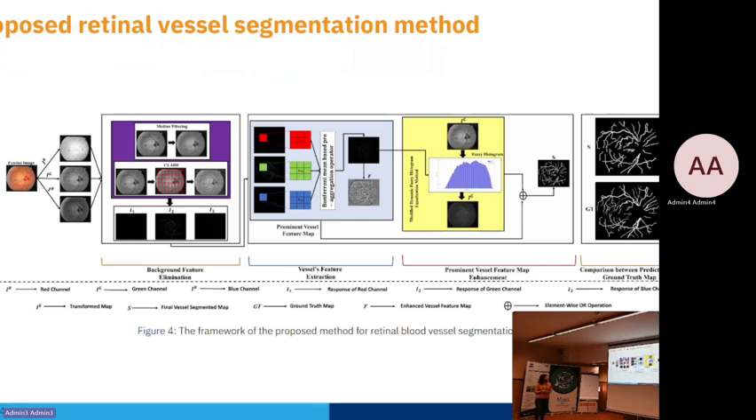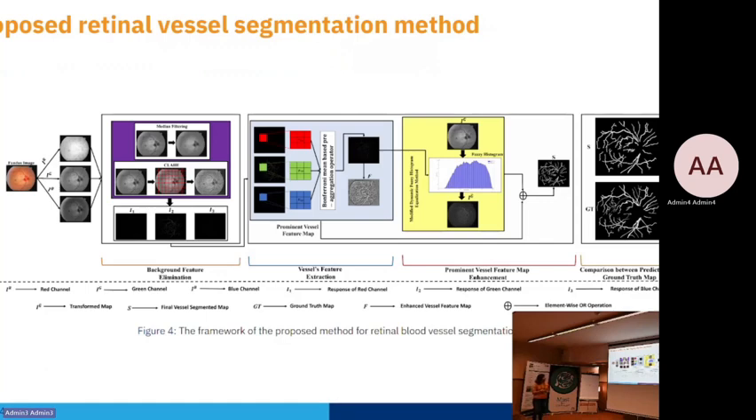So this is the whole framework of the vessel segmentation algorithm, which can be divided into 4 stages. First is background feature elimination. Second is vessel feature extraction. Third is prominent vessel feature map enhancement. And lastly is the comparison of the ground truth image with the predicted one.